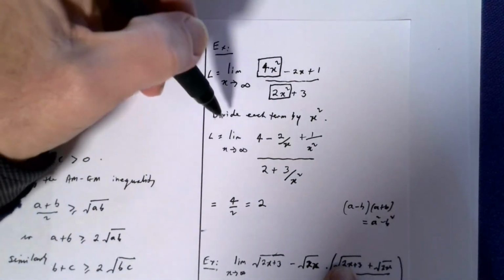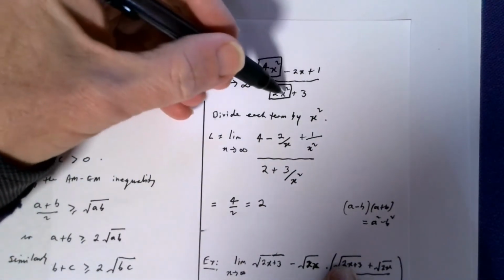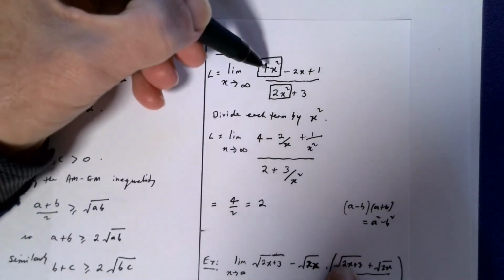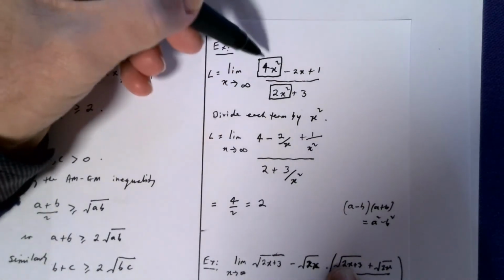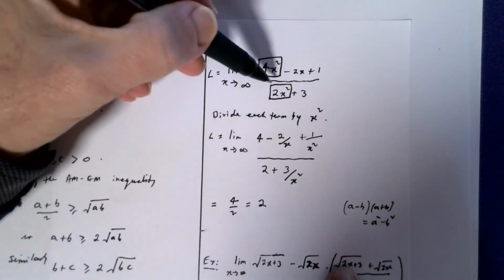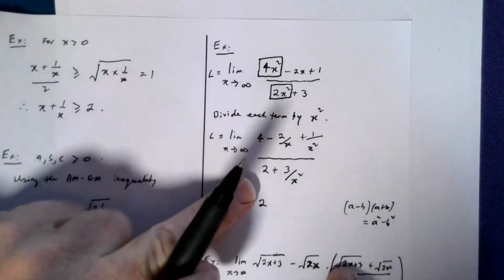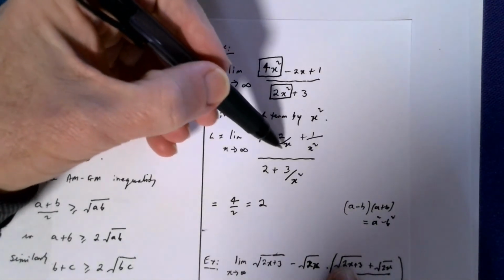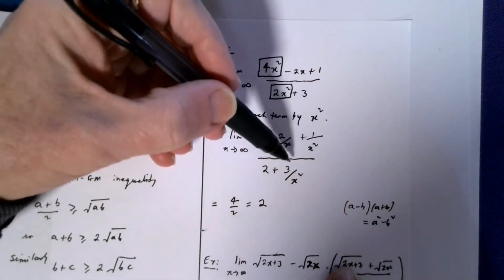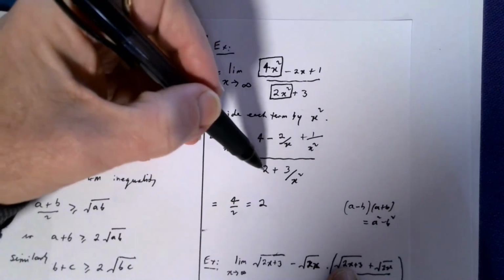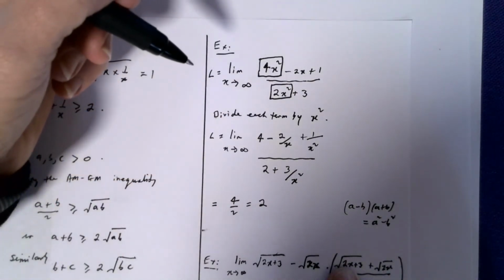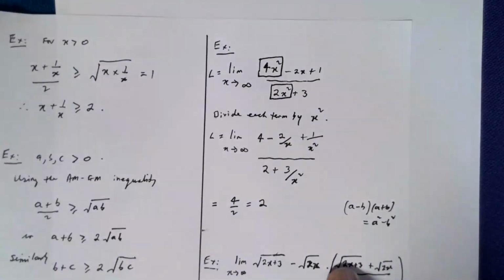But in the setting out, we're going to divide each term by x squared, because that's the highest power of x in the denominator. I'll leave you to check the algebra here. I'm just dividing everything through by x squared, top and bottom. I get this expression here. And again, as x becomes very large, this is going to 0, this is going to 0, this is going to 0. I just get 4 over 2, which is 2. And that's the value of the limit.